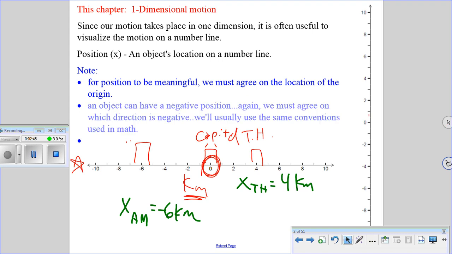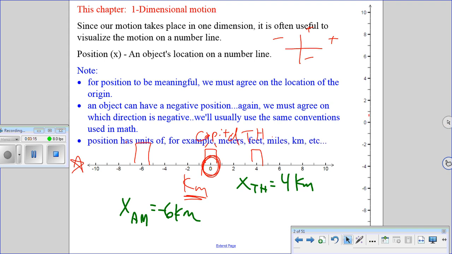Next thing you should be aware of is that, as I alluded to, an object can have a negative position, but that only works if we agree which direction is negative. Usually in this class, we're going to use the same sign conventions you use in math class. So specifically, if you're talking about a number line that runs right and left, right will be positive, left will be negative, and if you're talking about it up and down, then up will be positive, and down will be negative. And then finally, position does have units, and I began this example with that, right?